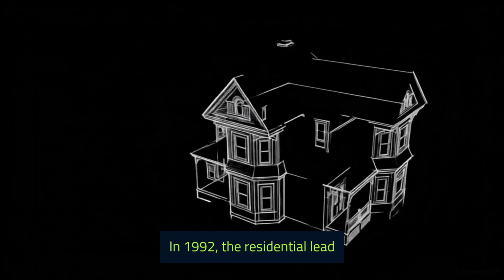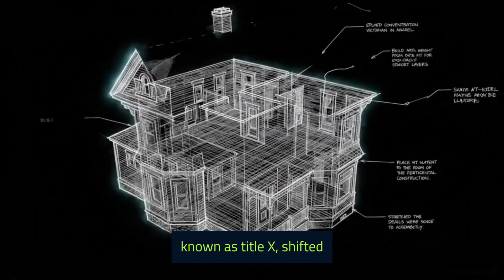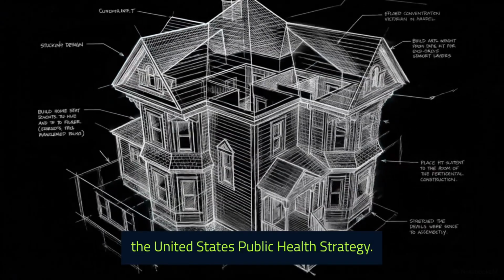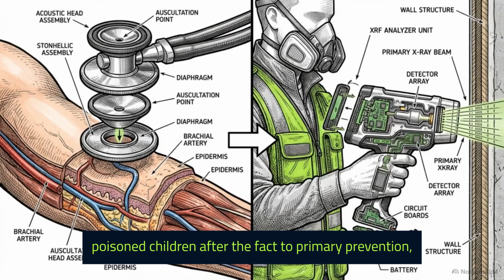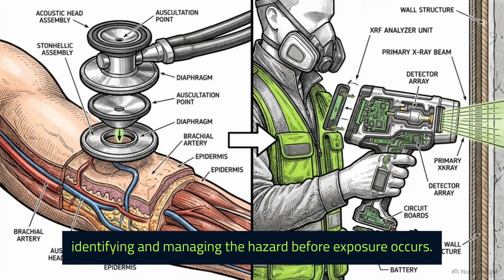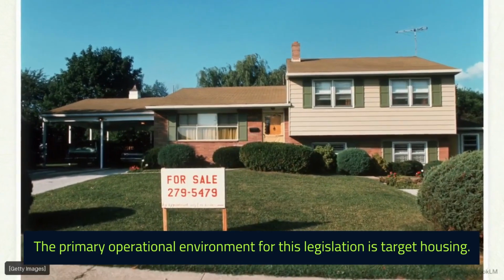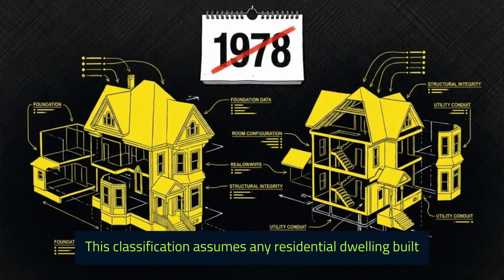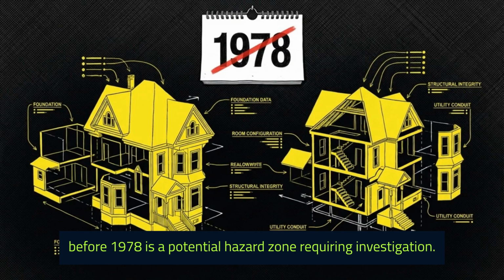In 1992, the Residential Lead-Based Paint Hazard Reduction Act, known as Title X, shifted the United States public health strategy. The objective moved from treating lead-poisoned children after the fact to primary prevention, identifying and managing the hazard before exposure occurs. The primary operational environment for this legislation is target housing. This classification assumes any residential dwelling built before 1978 is a potential hazard zone requiring investigation.